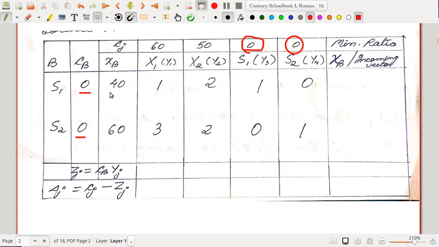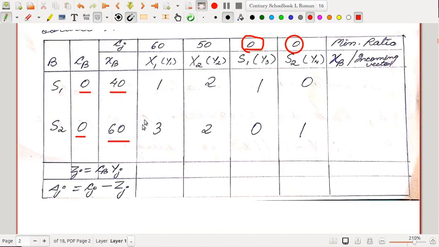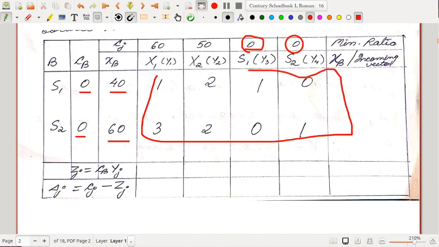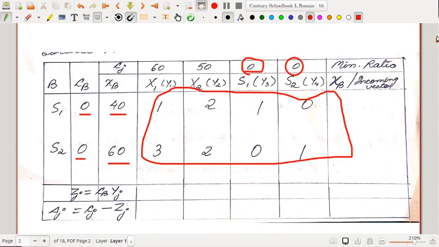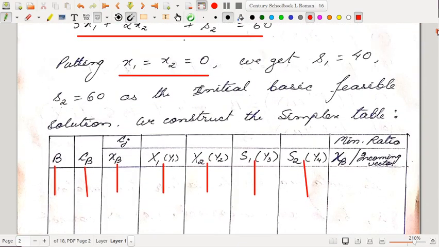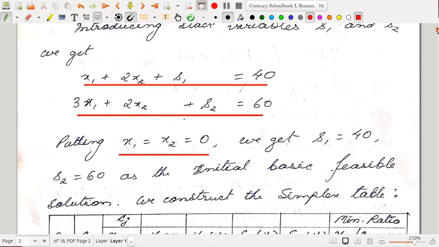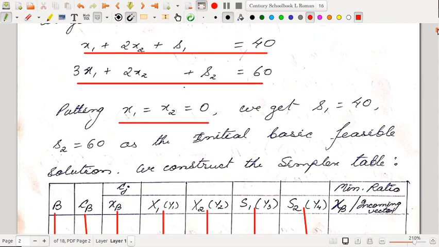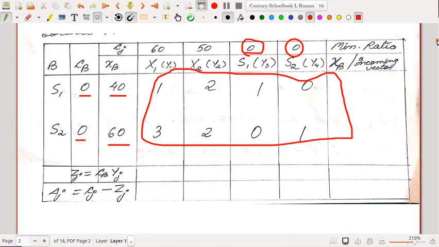Values of the basic variables initially, s1 equal to 40 and s2 equal to 60, we had already got that. So these are the values of the basic variables, and these are the coefficients of the matrix of the system that we had obtained. This is the coefficient matrix. If you observe the earlier step, the first column is 1 3, the second column is 2 2, the third column is 1 0, and the fourth column is 0 1. So this is what we have written here.